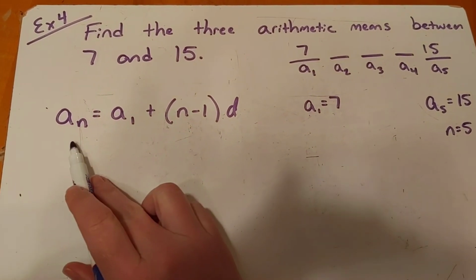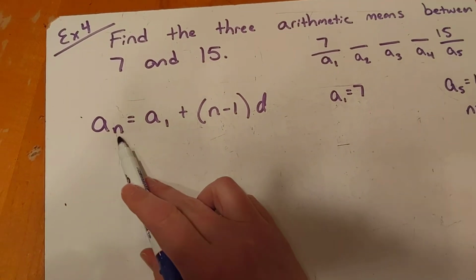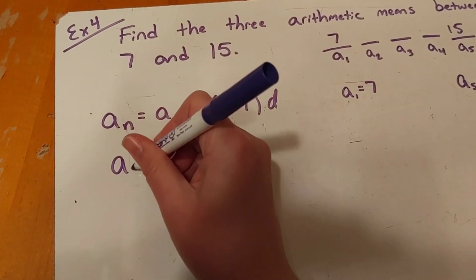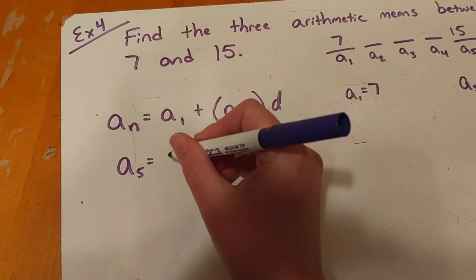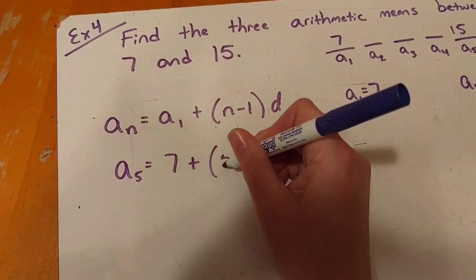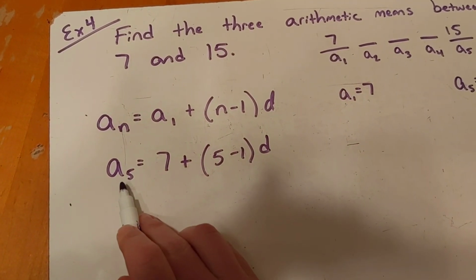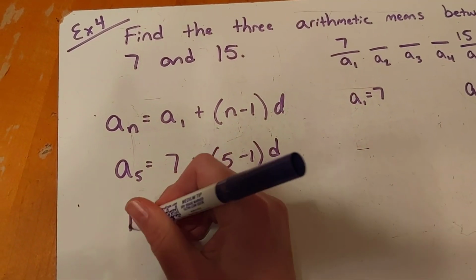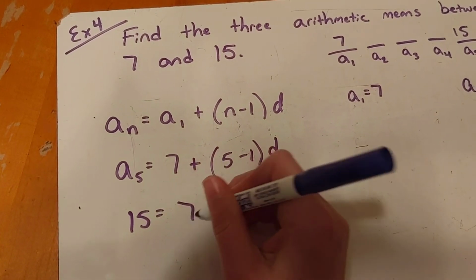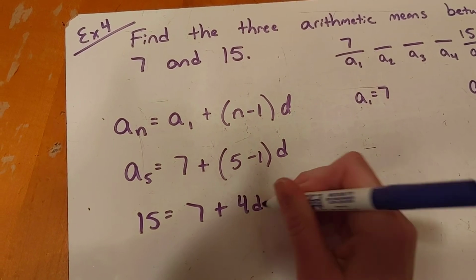So I can put in A sub n, I'm going to put in A sub 5, or 15. Let me write it that way first with the 5. A sub 5 equals A sub 1, which is 7, plus n, which is 5, minus 1 times D. Now we said that A sub 5 was 15, so let's fill that in. 15 equals 7 plus, let me do my parentheses, 4D.